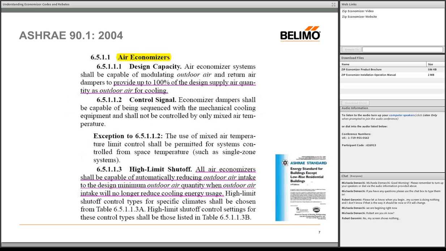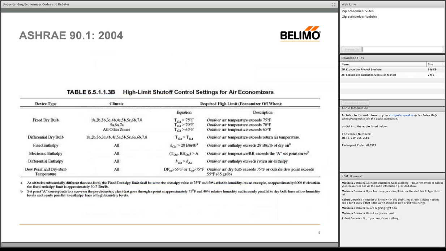Air economizers, design capacity, high limit shutoff. All air economizers shall be capable of automatically reducing outdoor air intake to design minimum outdoor air quantity when the outdoor air intake will no longer reduce cooling energy use. 90.1 2004 also included the high limit shutoff temperatures for airside economizers. This is relevant to how economizers will operate and at what temperature they will be switching over.